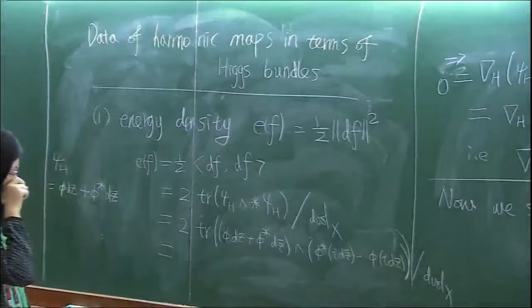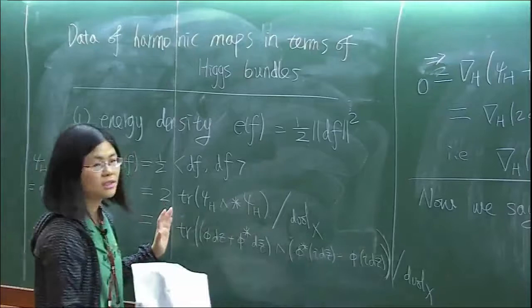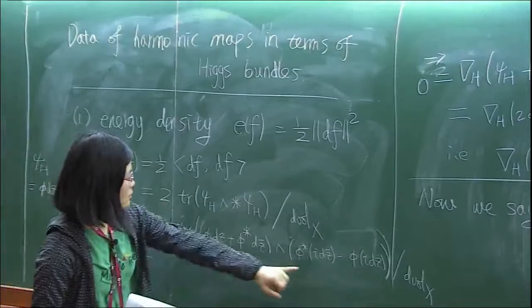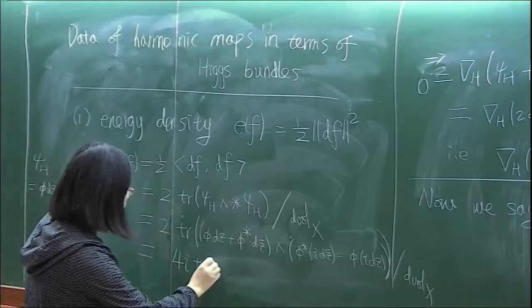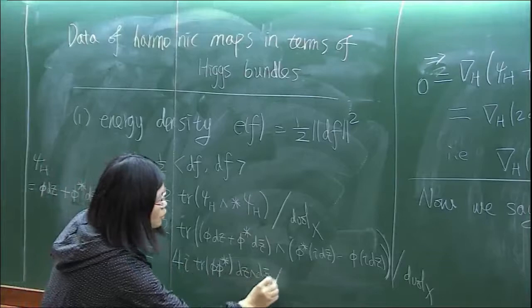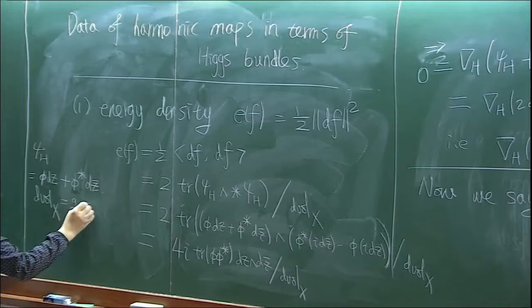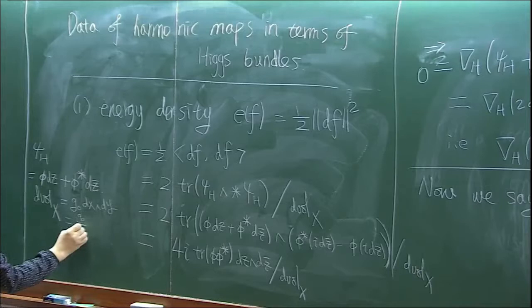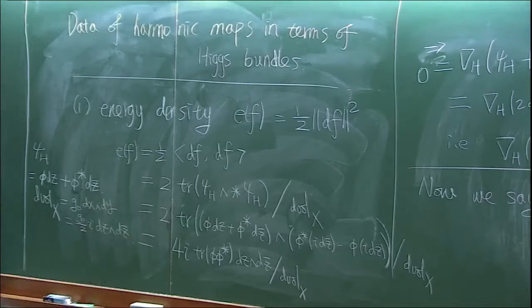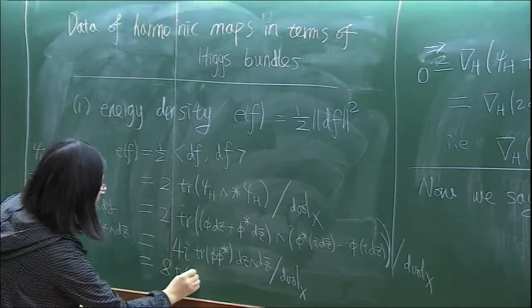Inside the trace, we only see two non-zero parts, which are phi, phi star, dz. So we get 4i of trace phi phi star times dz wedge dz bar, quotienting the volume form. And what's the volume form of X? It's just the background metric g_0 times dx wedge dy. So it's actually 1/2 times i dz wedge dz bar. So we just do this, it's 8 trace of phi phi star quotienting g_0.